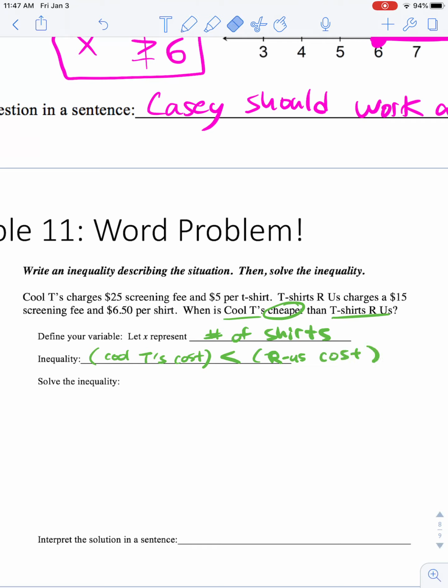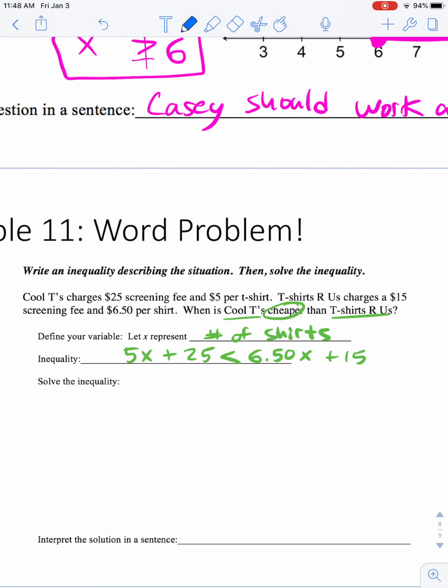Well, we actually have to put variables and everything in there. So Cool Tees, they charge $25 and $5 per shirt. So I would write that as $5 per shirt, 5x, plus the $25 to start. T-Shirts R Us, they charge $15 and $6.50 per shirt: 6.50x plus the $15. So I took Cool Tees cost, which we've done this kind of problem in the past, and I set it less than, not equal to, less than T-Shirts R Us's cost. And now I'm just going to solve this.